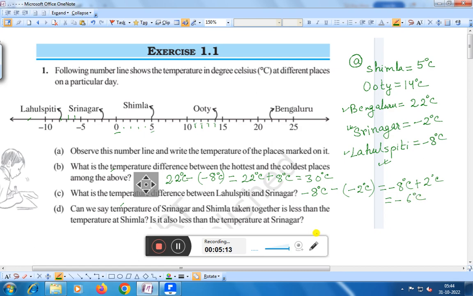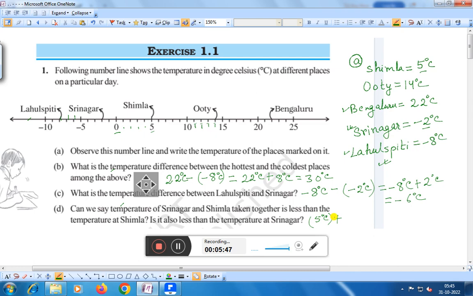Now question D is, can you say the temperature of Srinagar and Shimla taken together is less than the temperature at Shimla? The temperature of Srinagar is minus 2 degrees centigrade and the temperature of Shimla is 5 degrees centigrade, right? If we take them together, taken together one is plus, that means the temperature of Shimla is 5 degrees centigrade.